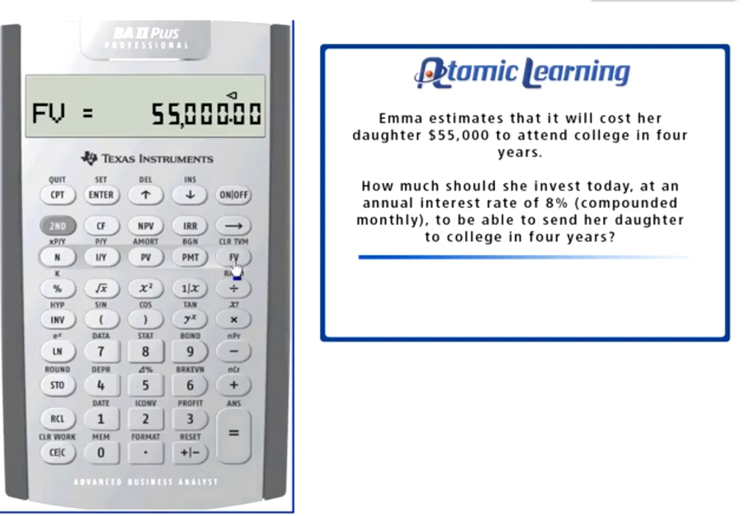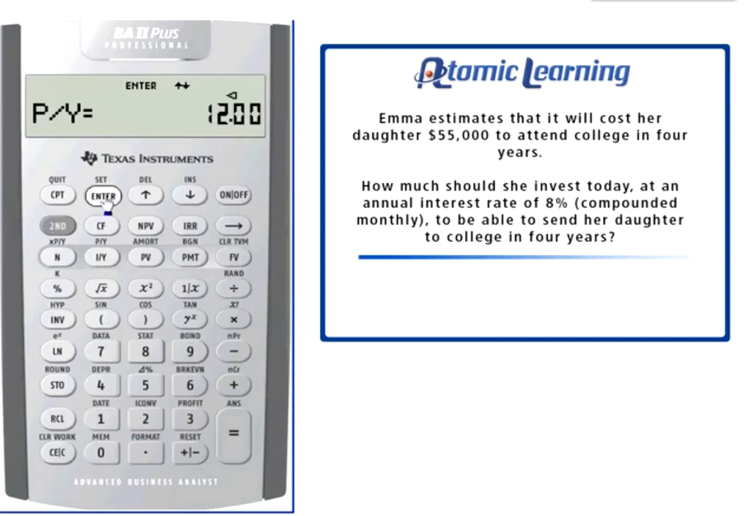Continuing through the problem, the next variable we run into is that the annual interest rate is 8%. So I'll press 8 on the keypad and then the interest rate per year, or IY key. Because this interest rate is compounded monthly, we need to change the number of periods per year to 12. To do this, I'll press the second key and then I'll press PY. Now I'll enter 12 and then press the Enter key.